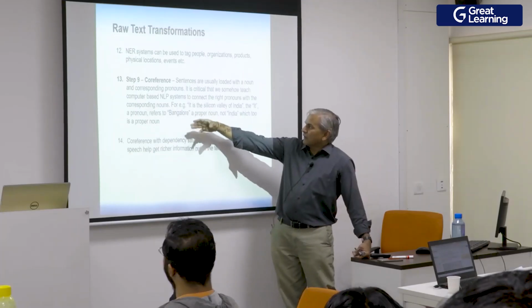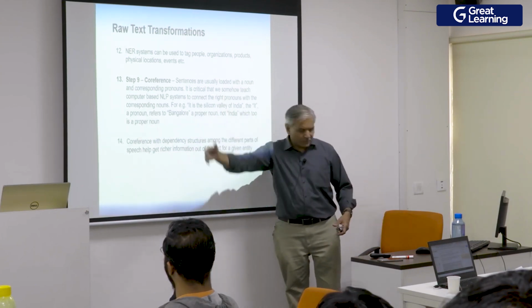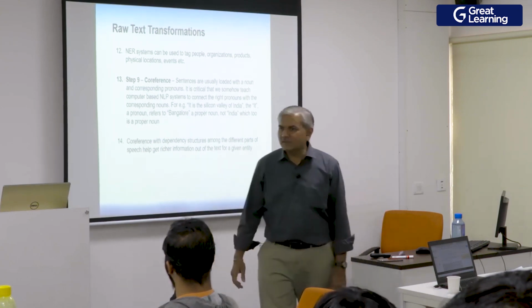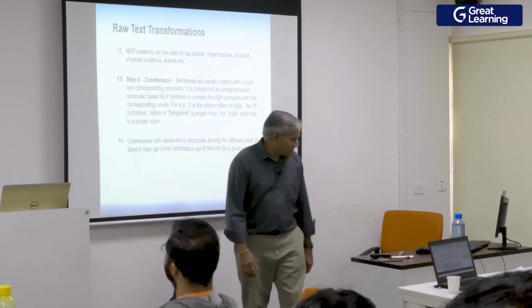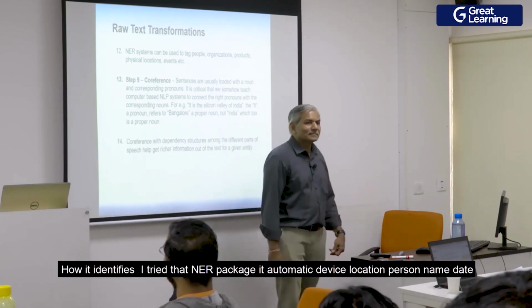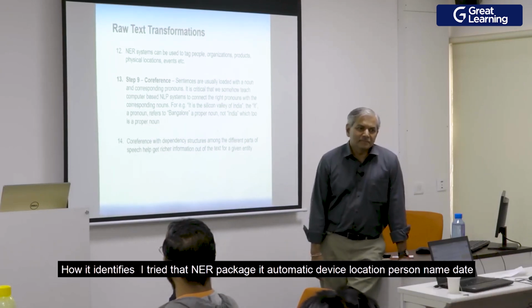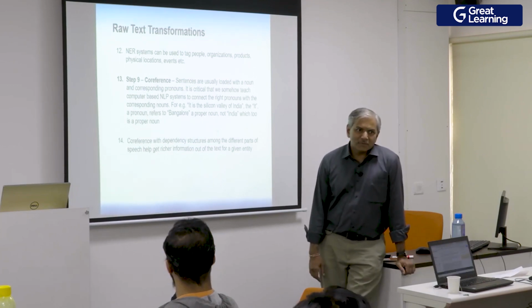For example, you're talking about Bangalore is the capital of Karnataka, it is the Silicon Valley of India. The fact that "it" and Bangalore are referring to the same object, we call co-reference. Actually, how it identifies the location, person name, dates, I tried that in a package.